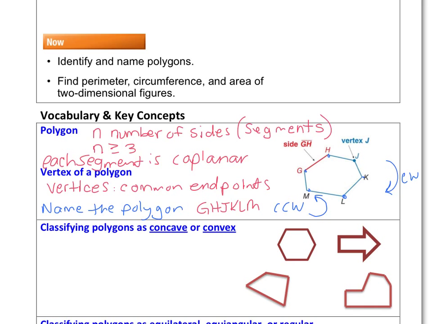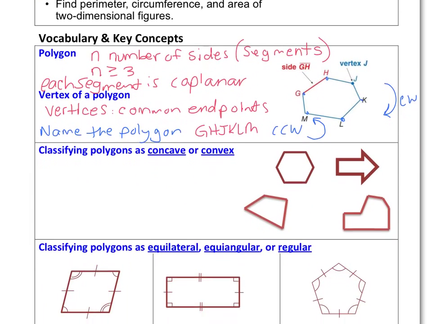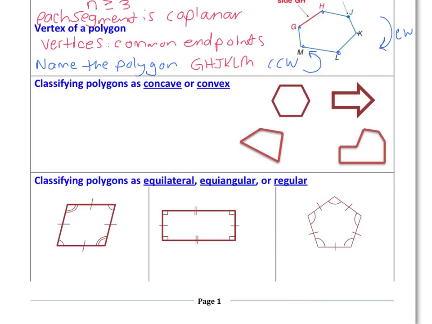Okay, now let's talk about classifying polygons. We have different ways to classify them. We classify them by whether they are concave or convex. We classify them by the numbers of sides or segments that they have. We classify them by whether they are equilateral, equiangular, or regular. So let's talk about each one of those in order.